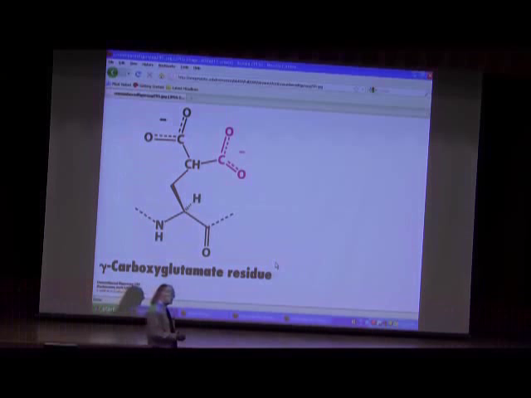Now this reaction, as I noted, uses an enzyme that requires vitamin K. So vitamin K is a vitamin that you can think of as a clotting vitamin. It facilitates the clotting process, and it does so by making this modification.